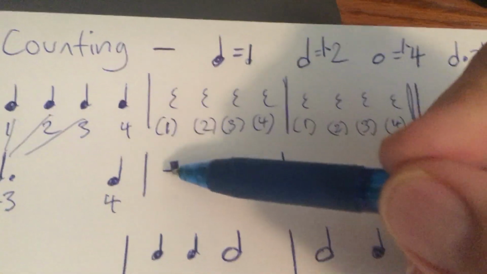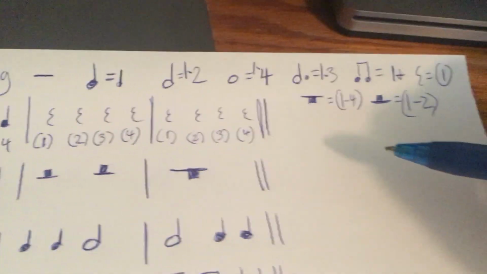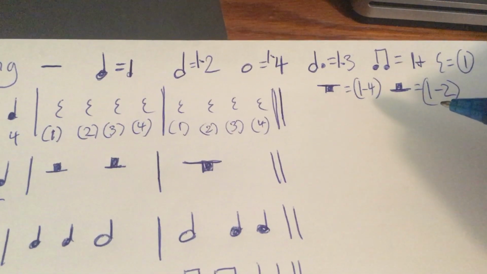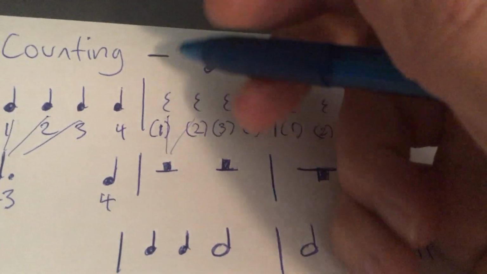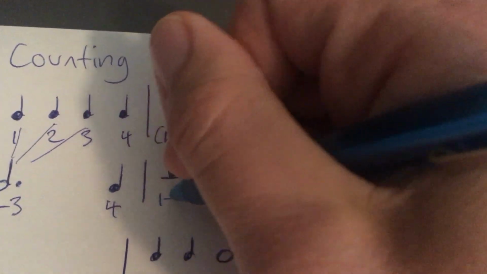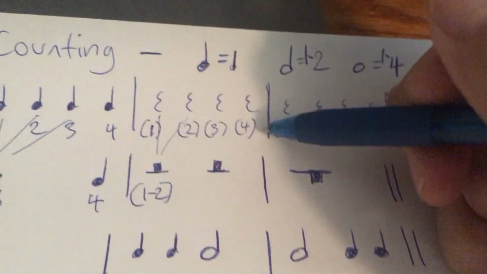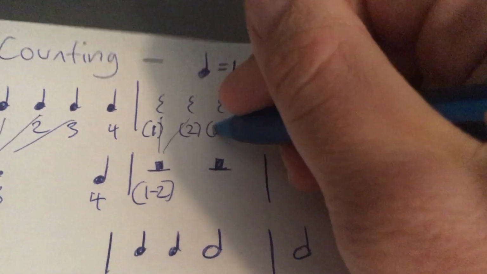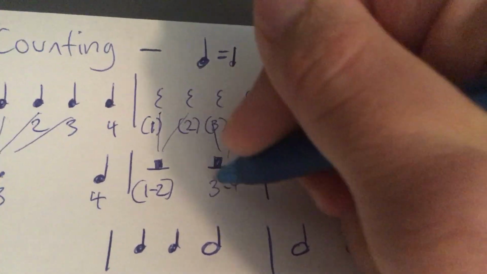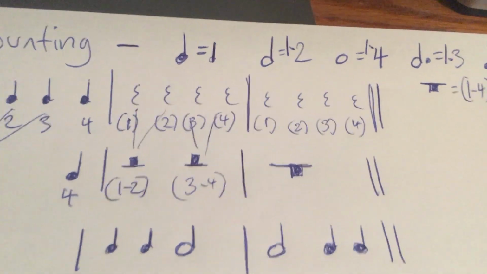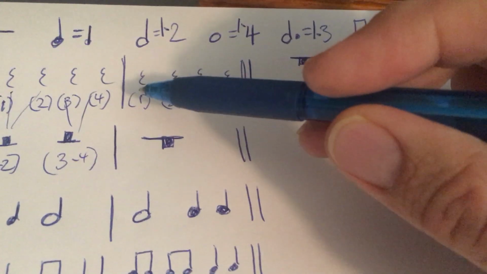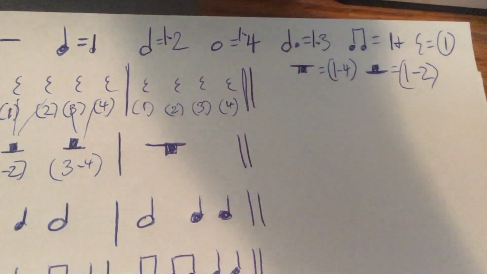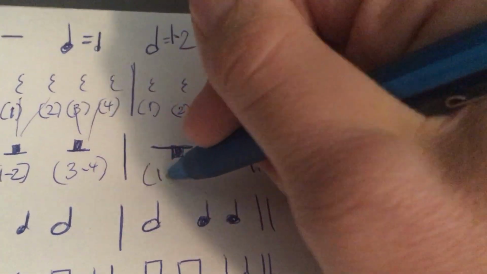Now we have 2 half rests, which look like little hats. The 2 half rests right here both will equal 1 through 2. That would be 1 and 2 coming together. And then it'd be 3 and 4 coming together right down. So it'd be 3 through 4. And that's how we'd write that out. And then this last one is 1 through 4. It would be beats 1 through 4, just silent, with parentheses around it.